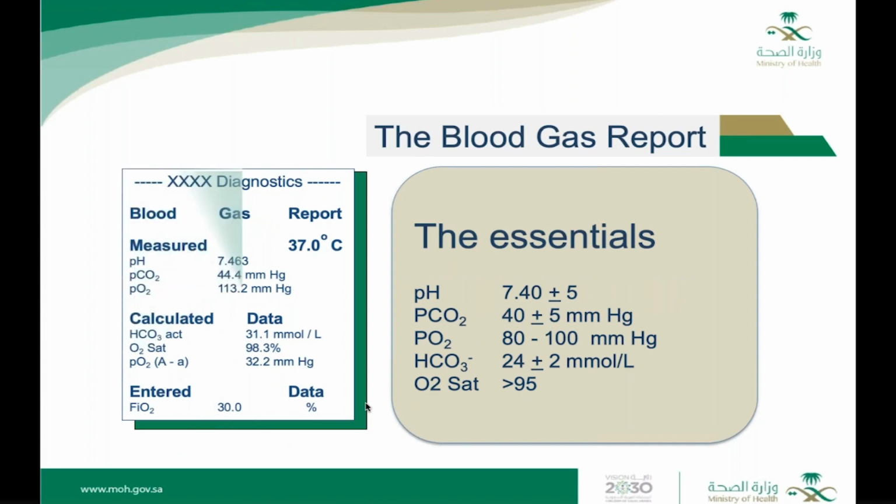The normal values for the parameters we have to check: the pH is 7.40 plus minus 5, the PCO2 is 40 plus minus 5, the PO2 is 80 to 100, the bicarbonate is 24 plus minus 2, and saturation usually comes at 95 to 97.